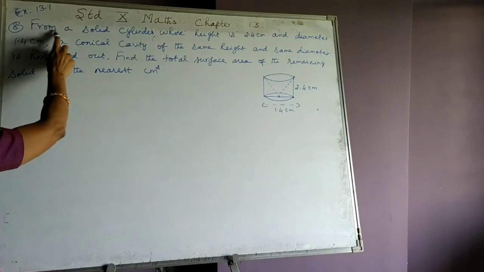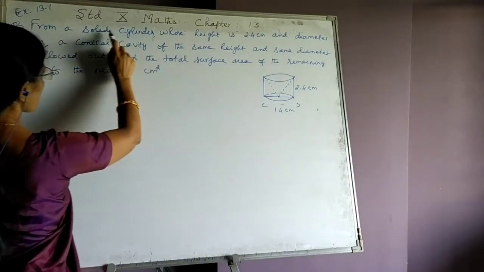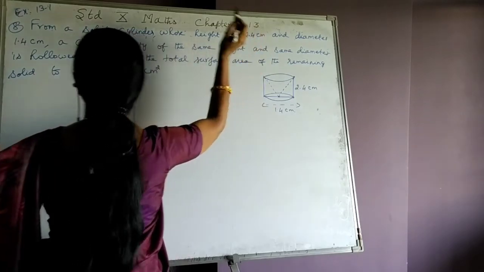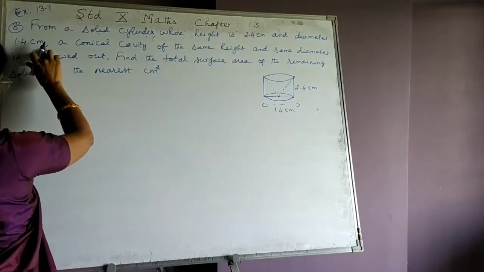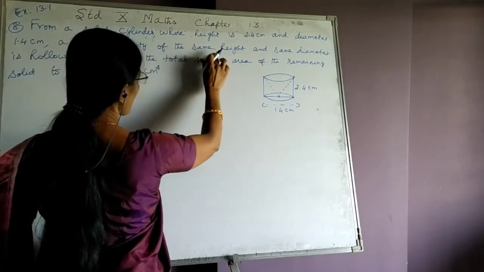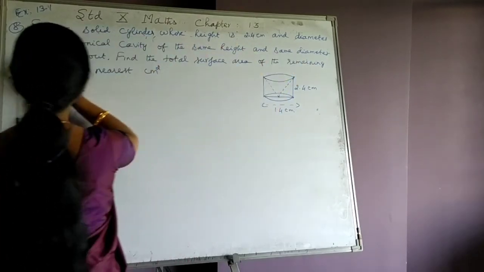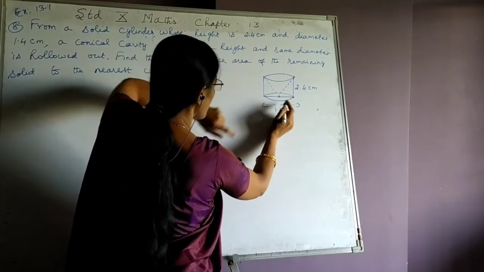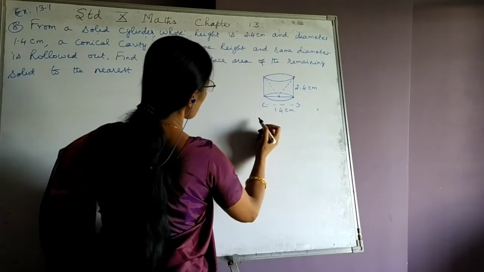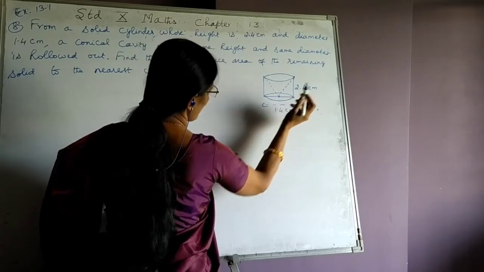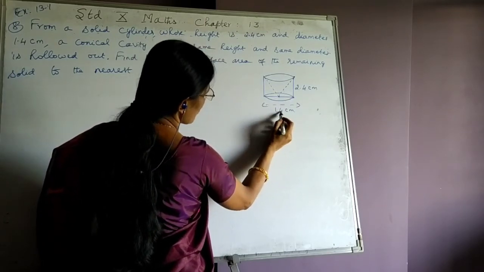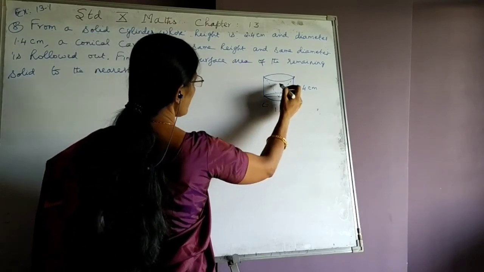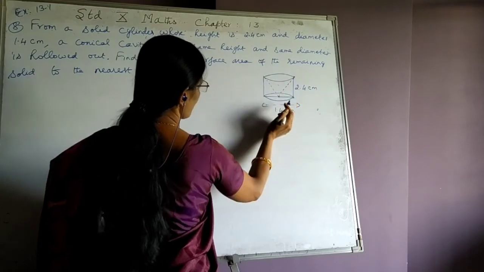Question 13.18. From a solid cylinder, whose height is 2.4 centimeter and diameter is 1.4 centimeter, a conical cavity of the same height and same diameter is hollowed out. Here you can see a cylinder. It is a solid cylinder, therefore the base is also there. It is given its height is 2.4 centimeter and diameter is 1.4 centimeter. From this cylinder, a cone is hollowed out, removed out.